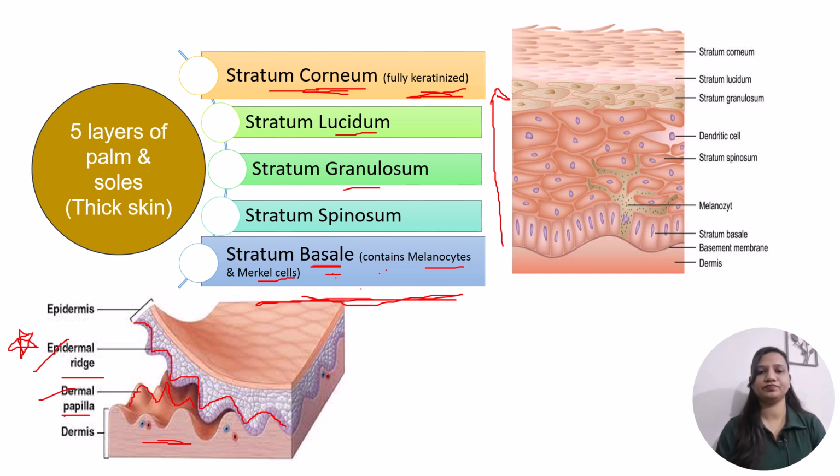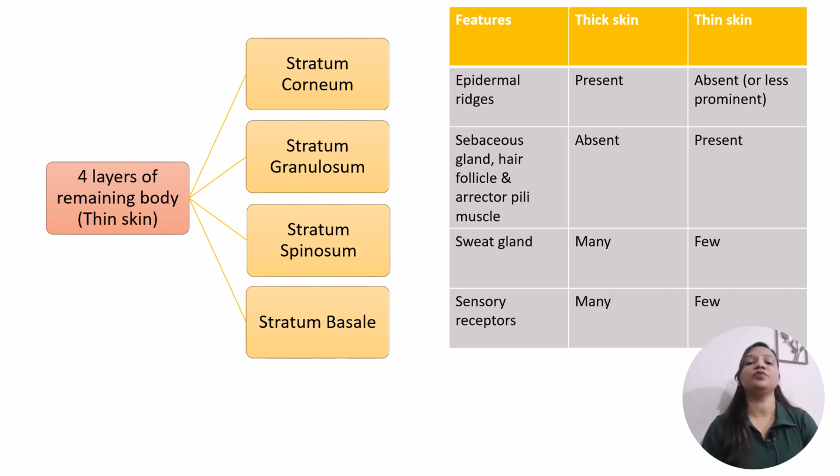Moving on, now we'll see the four layers of the remaining body, which is the thin skin. So these four layers are the same as those of the thick skin, but one layer is absent here, which is the stratum lucidum. The remaining four layers are stratum corneum, stratum granulosum, stratum spinosum, and stratum basal. All the other things happen exactly similarly to the thick skin.